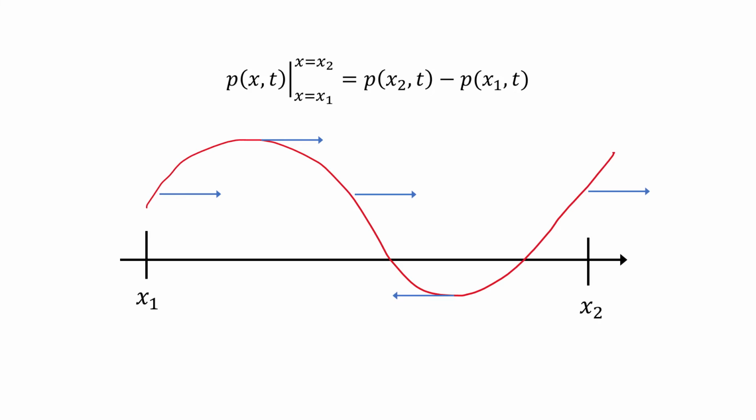Keeping that in mind, it is now obvious that the difference P(x2,t) minus P(x1,t) tells you how much heat is leaving the interval at the two boundary points. This value will be positive if in total more heat is leaving than entering. It will be negative if more heat is entering than leaving, and sometimes it may also be 0, which indicates that as much heat is entering as it is leaving.